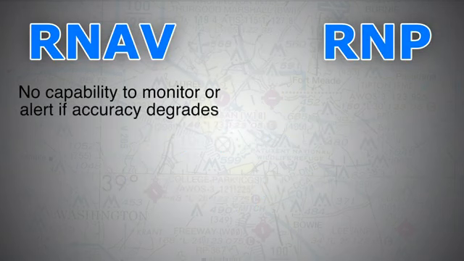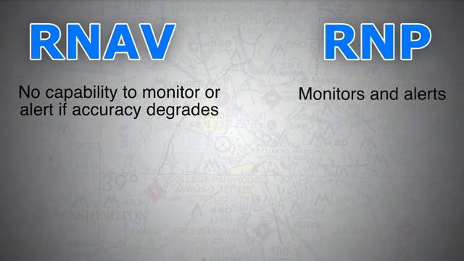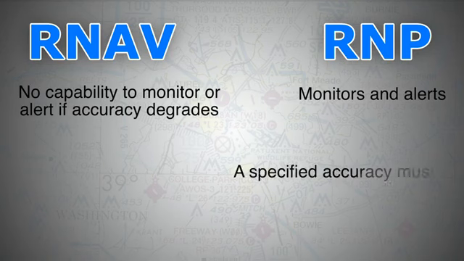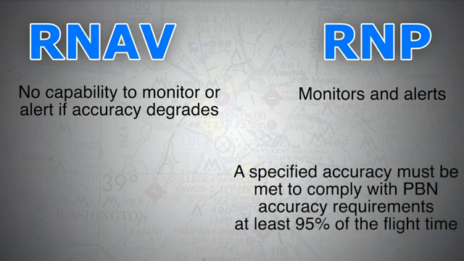So let's sum up what we have just said for better understanding. RNAV, or area navigation, does not have any capability to notify the pilots if the accuracy degrades or it becomes uncertain of its current position. This raises an issue, especially when we would like to fly RNAV approaches in congested airspace. So they came up with an enhancement with two important features. First is the capability to monitor and alert the crew. Plus, RNAV must meet the specified accuracy associated with the phase of the flight, at least 95% of the flight time. When these two requirements are met, this system then becomes an RNP, or Required Navigation Performance.